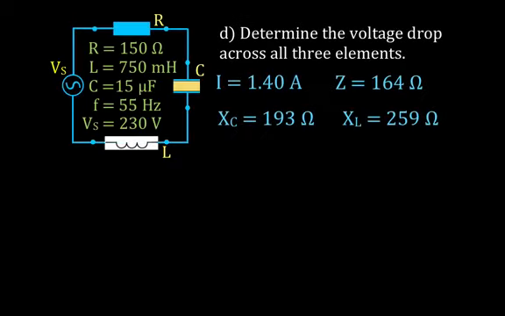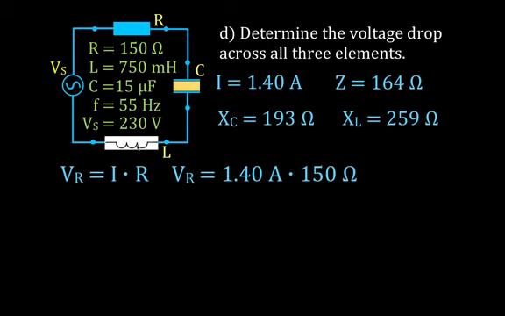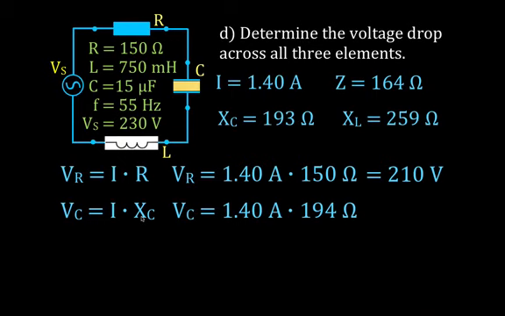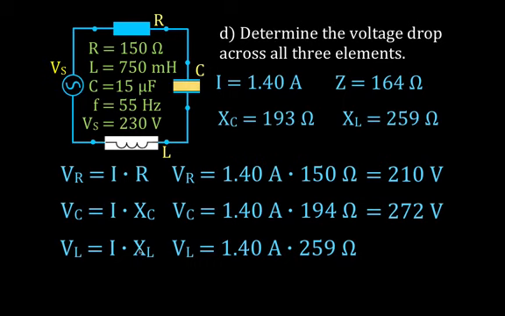Now the next thing we're going to do is get the voltage drops across all three elements: the resistor, the capacitor, and the inductor. We're just going to use Ohm's law in all three cases. For the resistor, it's V equals I times R, and we get 210 volts. We can do the same thing for the capacitor, except we're going to use the capacitive reactance, of course, and we get that V across the capacitor is equal to 272 volts. And we can do the same thing for the inductor, but we use the inductive reactance, and therefore we get 363 volts.